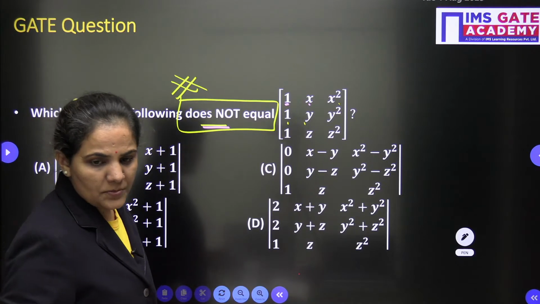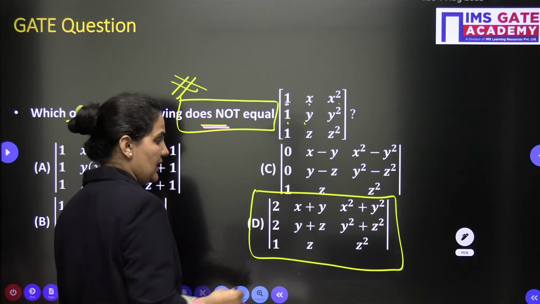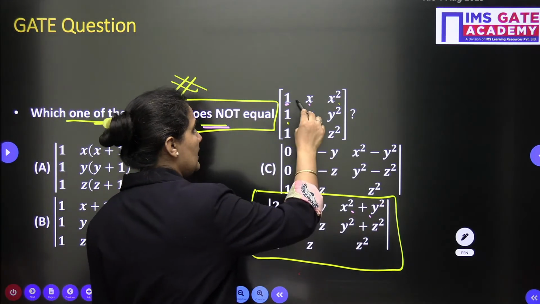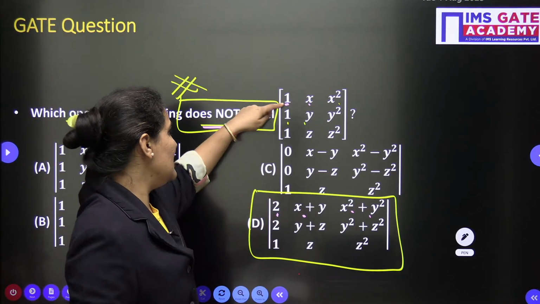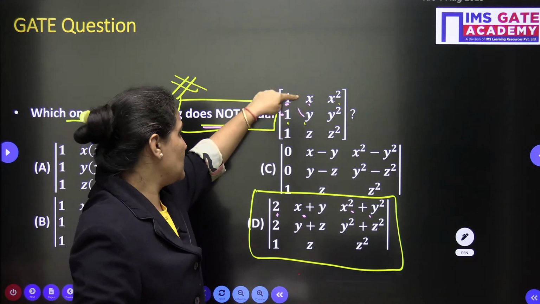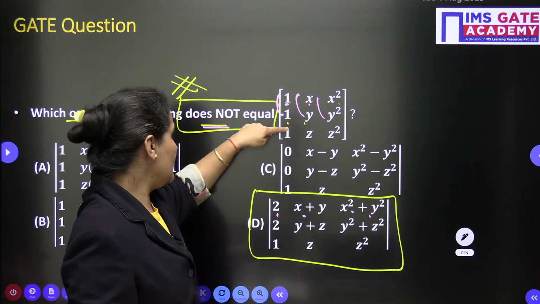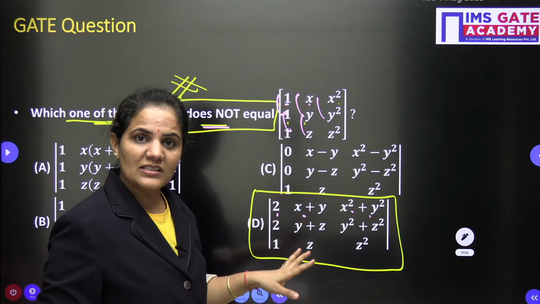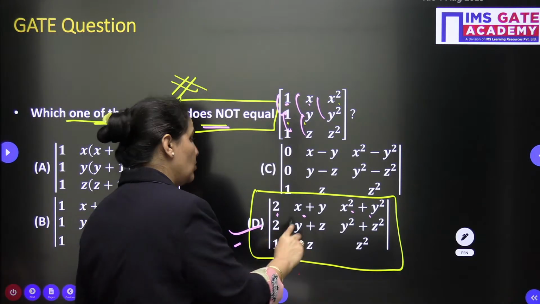Let's start from option D. If I check here, in option D I have 2, x plus y, x square plus y square. By just reading the first row of this matrix, I can understand this is written as 1 plus 1, adding row 1 and row 2: x plus y, x square plus y square. Yes, this is possible. Same here, 1 plus 1, 2, y plus z, y square plus z square. Yes, this is possible. And third row you are taking as it is. So this is absolutely right.